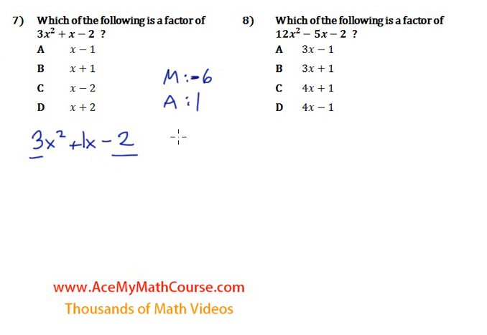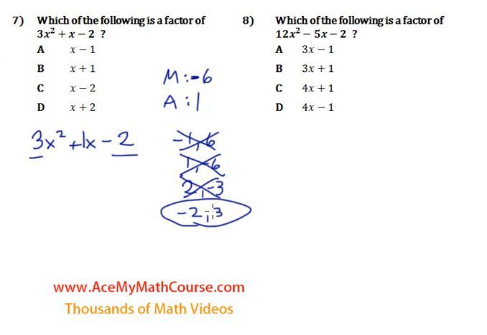So I can have negative 1 and 6, 1 and negative 6, 2 and negative 3, or negative 2 and 3. Now, negative 1 plus 6 is 5. That doesn't work. 1 plus negative 6 is negative 5. Also doesn't work. We want it to add up to 1. 2 plus negative 3 is negative 1. That also doesn't work. Finally, negative 2 plus 3 is equal to 1. Fantastic. So that is our combination.